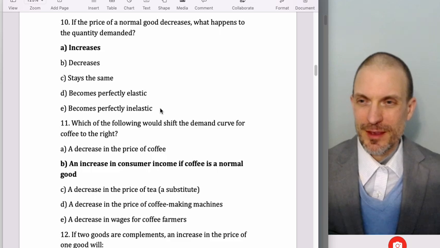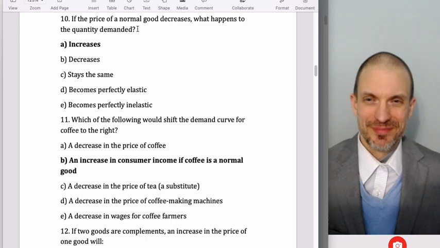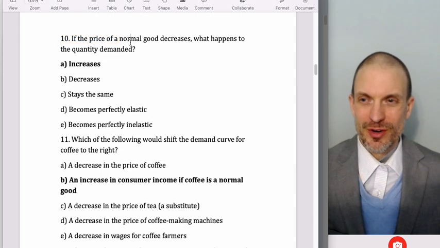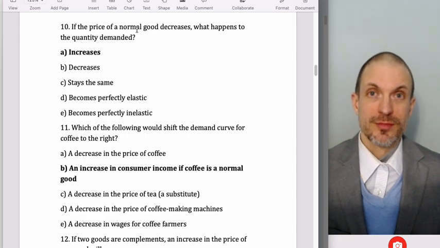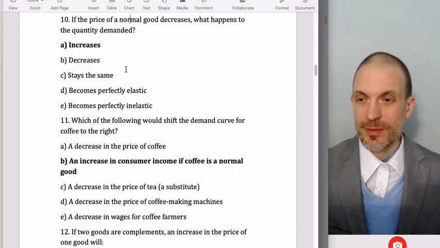I don't know. Okay, so if the price of a normal good decreases, what happens to the quantity demanded? Well, it doesn't actually matter if it's normal or inferior. The really important thing is the price falls. So when the price falls, quantity demanded rises. That's just the law of demand. Actually, this would be true for an inferior good as well. For normal and inferior, that's relevant for a shift in demand if we have a change in income, right? But when you get a change in price, you can only get a change in quantity.